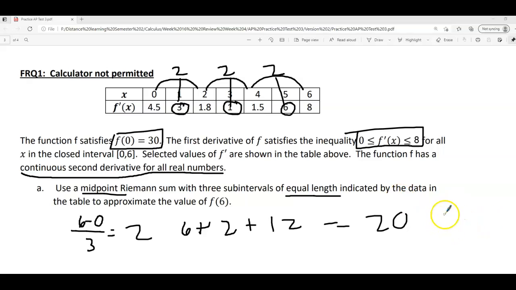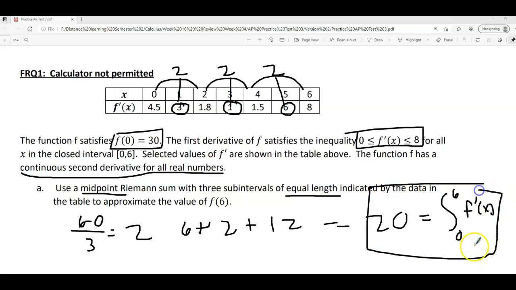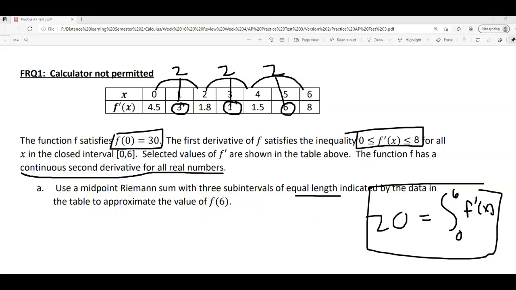And that's where a lot of you guys stopped. But that actually tells me the area under the curve from 0 to 6 of this particular function here. So this is not answering the question, but this is something we have to do to get the answer. The question is actually asking us to find out what is f of 6. So let's go ahead and find out what f of 6 is.